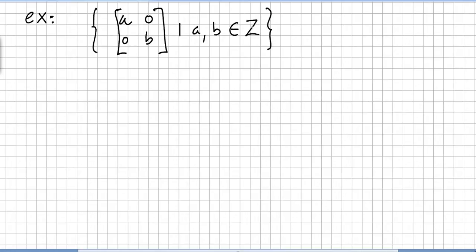And another example is the set of matrices with a and 0 on the first row and 0 and b on the second, such that a and b are in the integers. So these are the diagonal matrices. This is a subring of the 2x2 matrices with entries in the integers. So we can say that the diagonal matrices form a subring of the 2x2 matrices with entries in the integers.